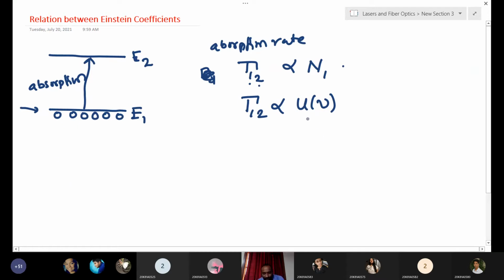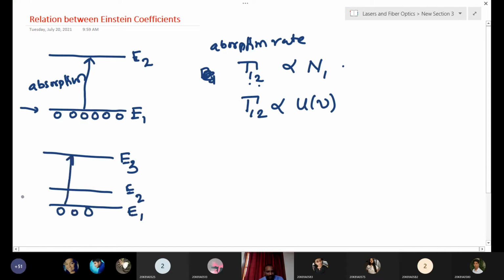Why does it depend on the energy density? Suppose I am taking three levels, E3, E2 and E1. If you want to send atoms from the E1 state to the E3 state, you need higher energy, and compared to that, if you want to send atoms from E2 to E3, you require less energy. In the first transition you need higher energy, in the second you need lower energy. That's why the transition rate always depends on the energy density, that is, energy per unit volume. So the absorption rate depends on the number of particles in the ground state and the energy density.